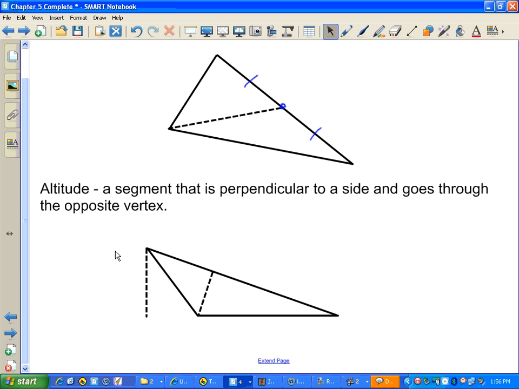Altitudes can be inside or outside the triangle. So from this vertex, perpendicular to this side, goes through the inside. But from this vertex, if I want to be perpendicular to the opposite side, I would almost have to extend that side to see where the perpendicular line would meet. So I get this altitude that's outside of the triangle.